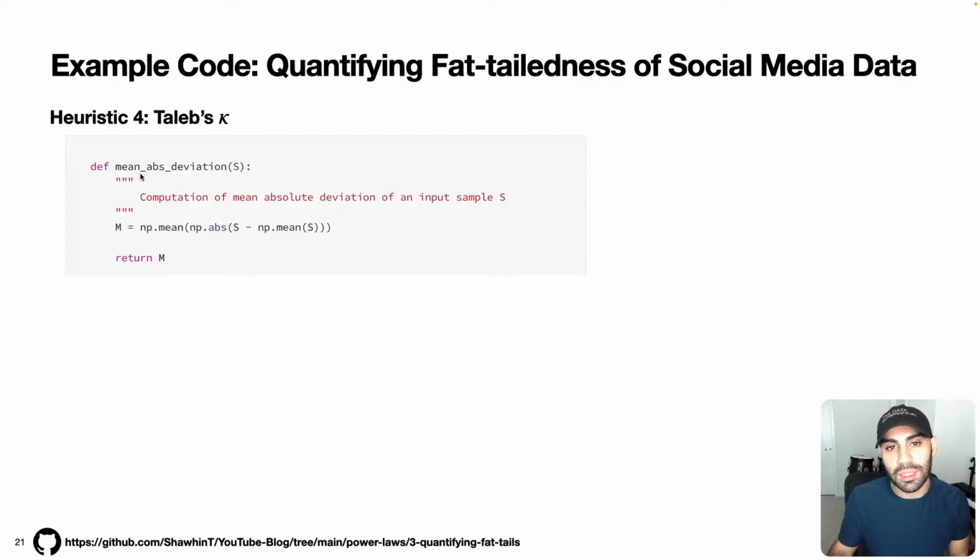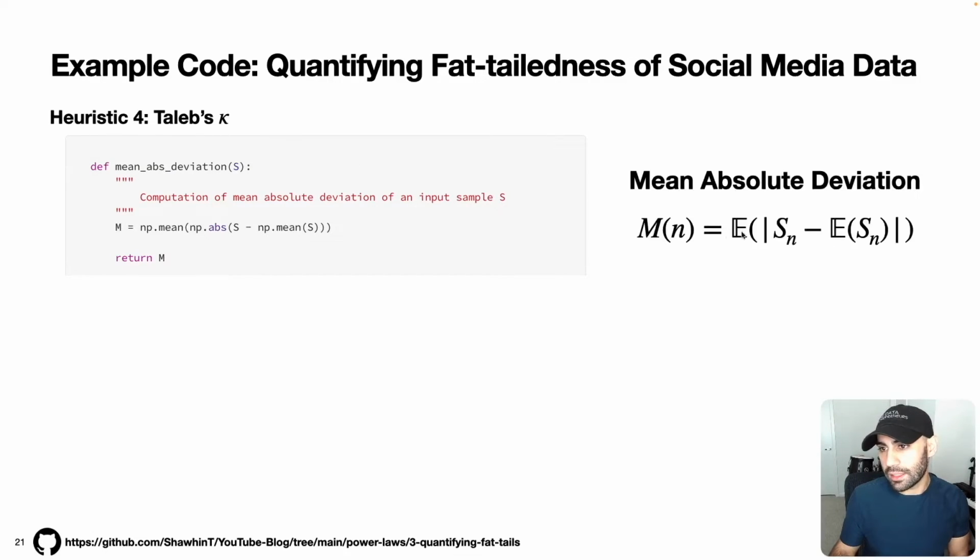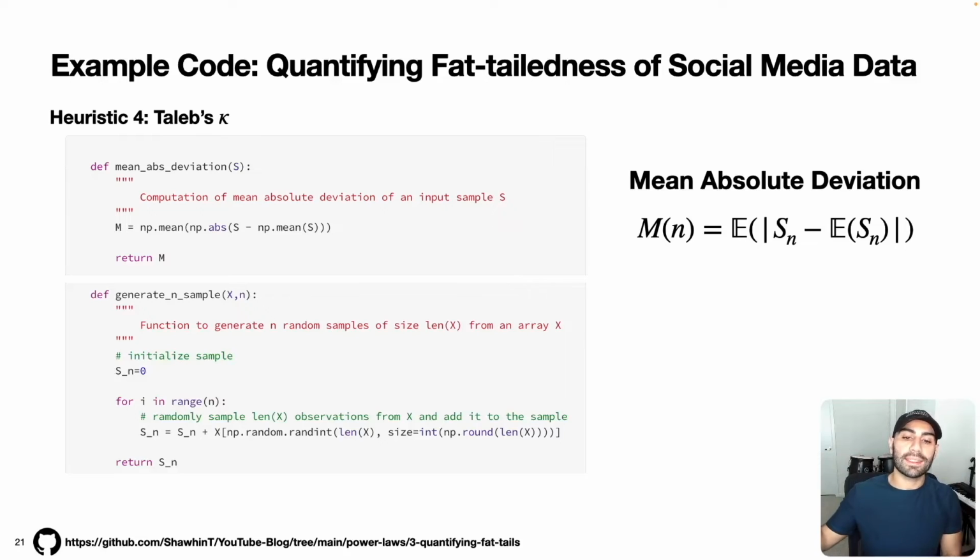First, we need to implement the mean absolute deviation. Again, this is the expression we saw before, and then this is what it looks like in code. Next, we need to generate n samples from our data set. In practice, you don't have a true distribution which you can sample so readily. Often you just have a set of values.